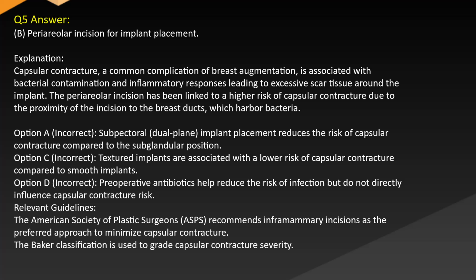Option A is incorrect. Subpectoral dual plane implant placement reduces the risk of capsular contracture compared to the subglandular position. Option C incorrect. Textured implants are associated with a lower risk of capsular contracture compared to smooth implants. Option D incorrect. Preoperative antibiotics help reduce the risk of infection but do not directly influence capsular contracture risk. Relevant guidelines: the American Society of Plastic Surgeons (ASPS) recommends inframammary incisions as the preferred approach to minimize capsular contracture. The Baker classification is used to grade capsular contracture severity.